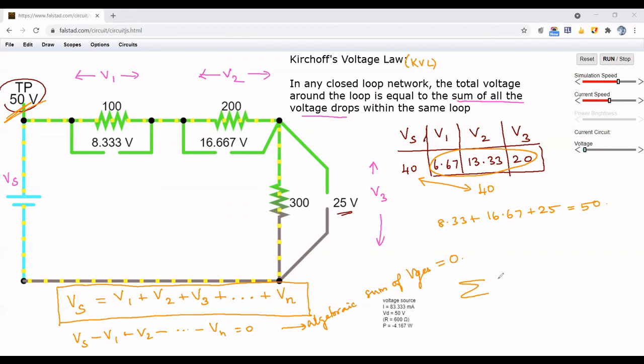Which is written mathematically as the summation of voltages in a closed loop is equal to 0. So this is the other form of mathematically expressing KVL.